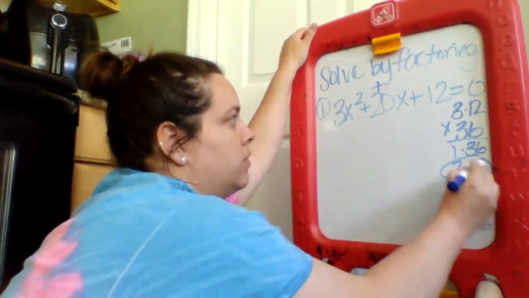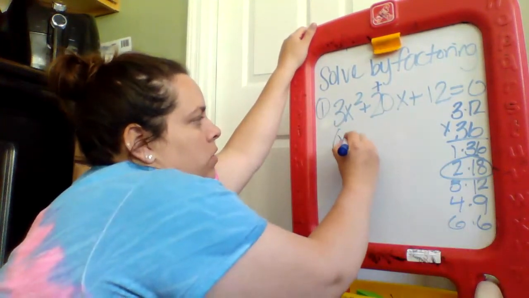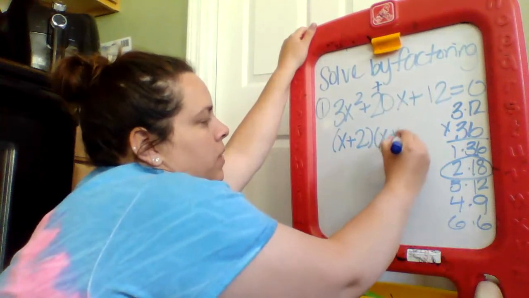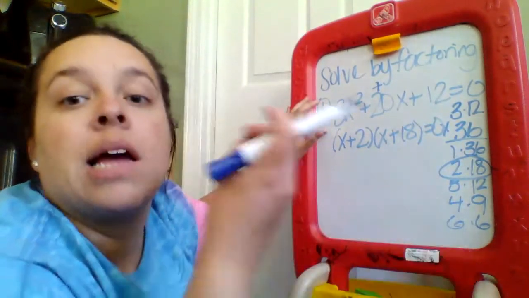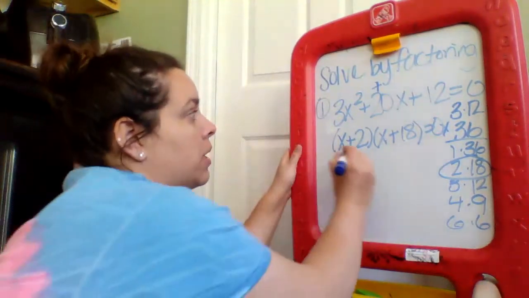So 2 and 18. So x plus 2, x plus 18. But this had an a term, so don't forget, slide, divide by a. So now I'm going to divide by 3.